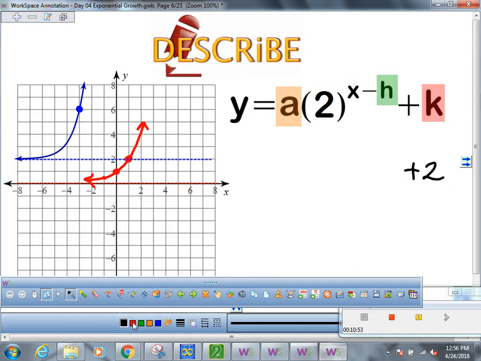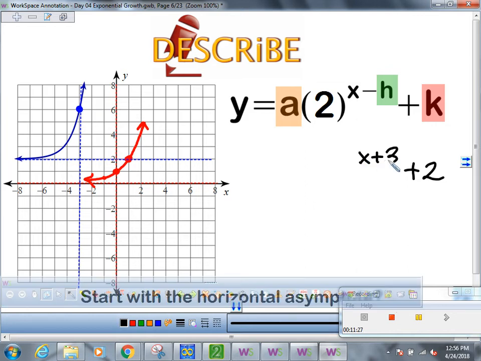Next thing I'm going to look at, normally my reference points, or where my 0, 1 is, because that always happens with every parent graph for every base. It's always at 0, 1. So that's the next thing I'm concentrating on. That's no longer occurring anymore. That's been shifted over 1, 2, 3. So that shift over 3 changes my h to x plus 3. That's how the transformation that's going horizontal, left to right, goes with the x.